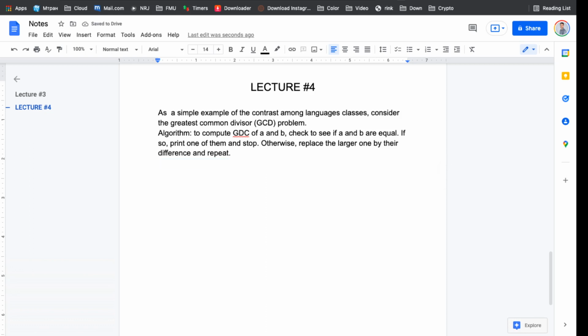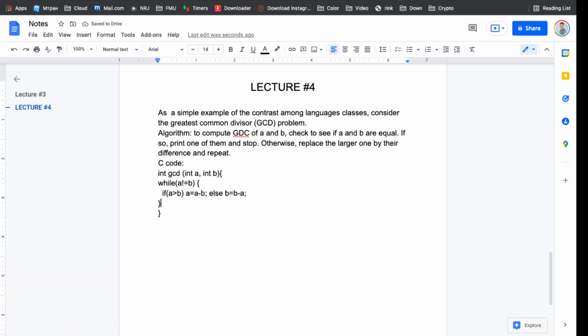Now let's try to solve this one using C. So C code, what is that going to look like? int GCD. int means it returns an integer, GCD is the name of the method, int A, int B. And then here, while A is not equal to B, if A is greater than B, then A is equal to A minus B, else B is equal to B minus A. And that's pretty much it.